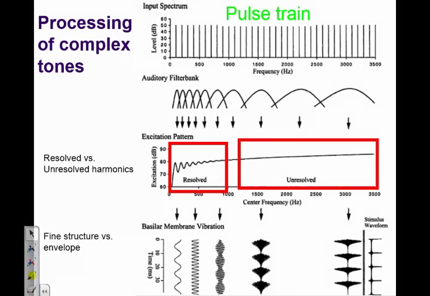Now if we have a filter bank like that, so not the same width but different widths, and we send our pulse train through that filter bank, then we get a response pattern that looks like that.